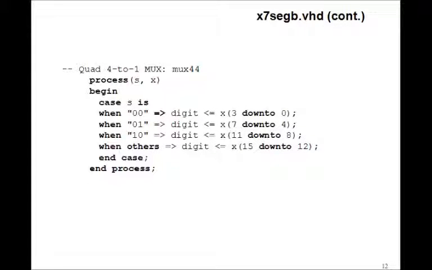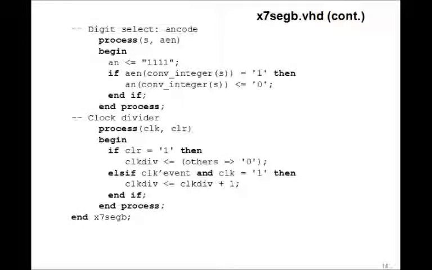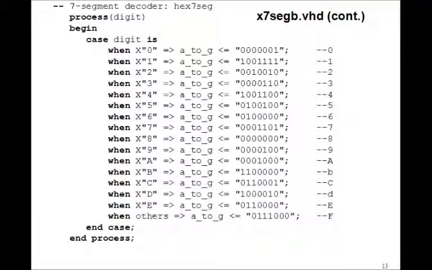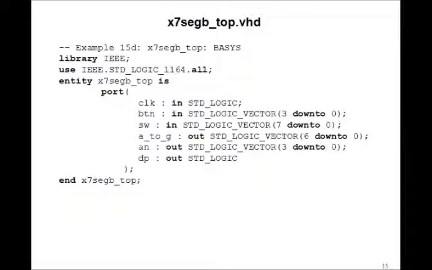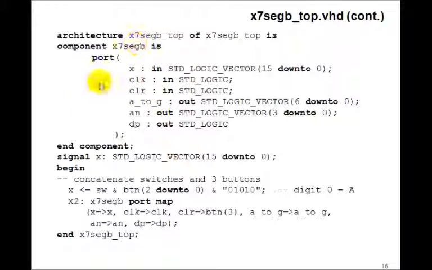There's the quad 4 to 1 mux, same as before. This is the same as before, our hex 7 seg, our AN code, and our clock divider. So we'll make a new top level design here. We'll have the clock coming in. This should really be our M clock coming in. And then this component X7 seg B.